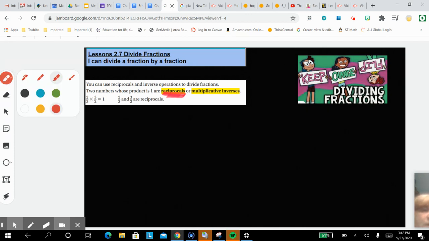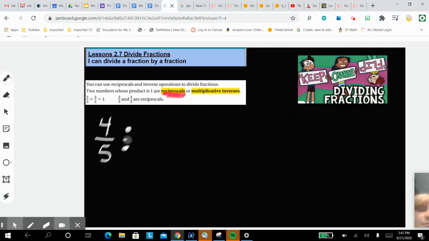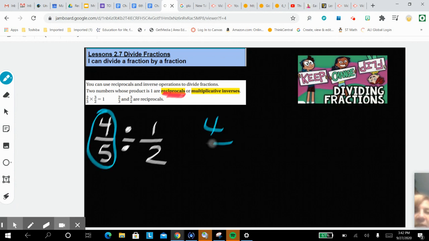All right, let's take two fractions that we're going to divide. Let's make it easy: I'm going to take 4/5, and I'm going to divide 4/5 by 1/2. This is our problem for today. So first of all, we're going to keep 4/5 as it is. This is my keep stage.